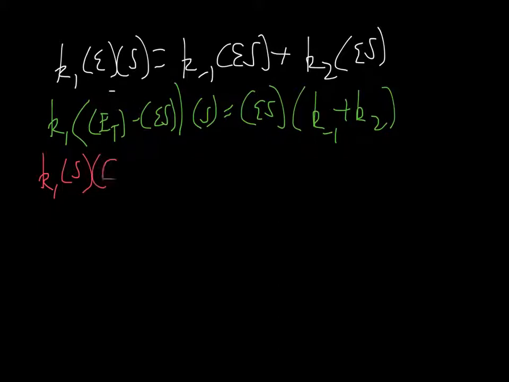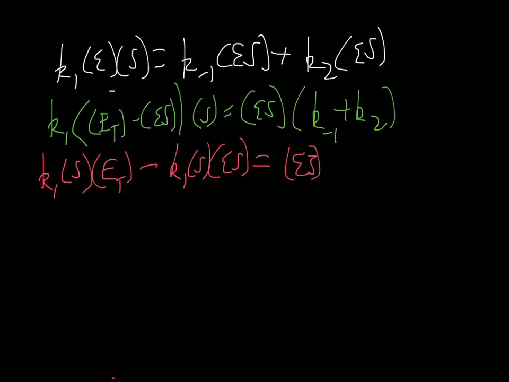Times the concentration of ET, minus K1 times S times the concentration of ES. And that's going to be equal to everything from the above: ES times, whoa, that's not an S, that's a 3. ES times this K minus 1 plus K2.